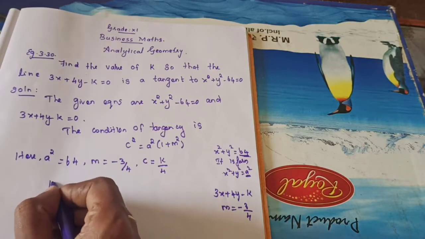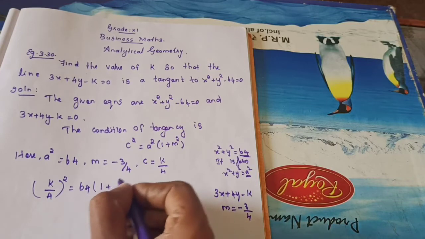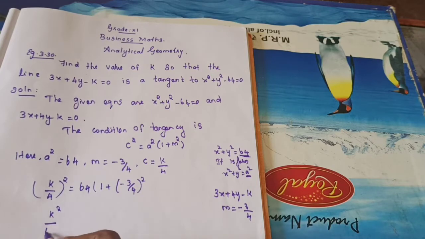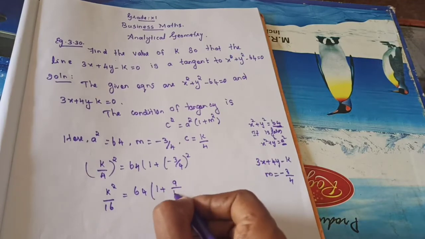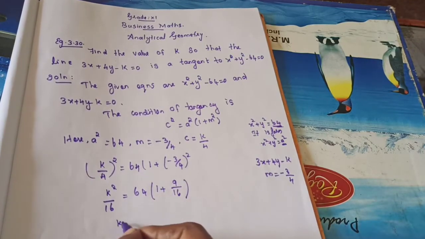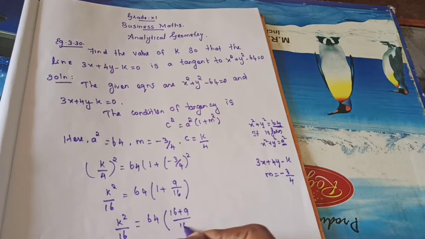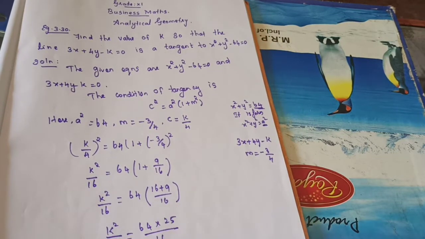Substitute here. c square, that is k by 4 the whole square, is equal to 64 into 1 plus minus 3 by 4 the whole square. So k square by 16 is equal to 64 into 1 plus 9 by 16, which is 64 into 16 plus 9 by 16, which is 64 into 25 by 16. You can cross multiply, otherwise here itself you can cancel. So k square is equal to 64 into 25.